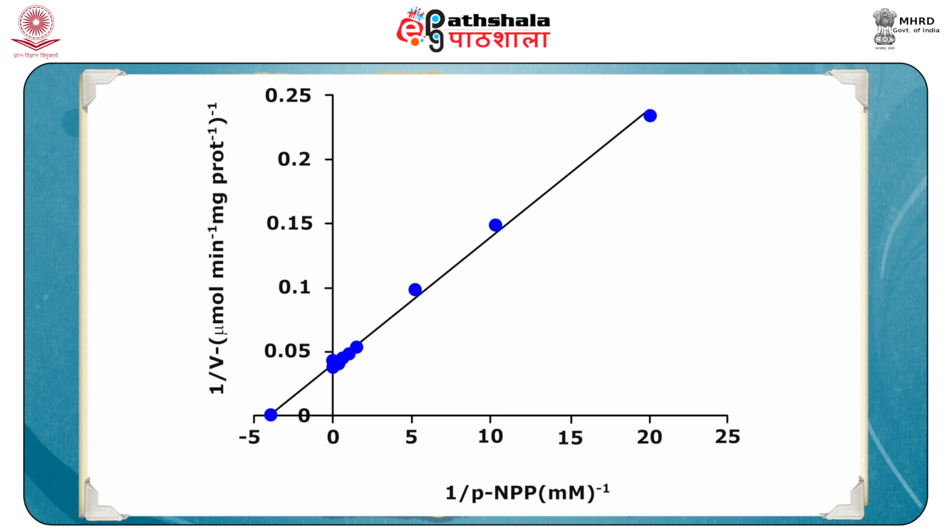A typical plot of 1 over V against 1 over S for an enzyme gives a linear plot which can be extrapolated to the x-axis. The point where the line meets the x-axis is equal to minus 1 over Km. The point where the line meets the y-axis is 1 over Vmax. Hence, Vmax and Km can easily be determined using this double reciprocal plot.